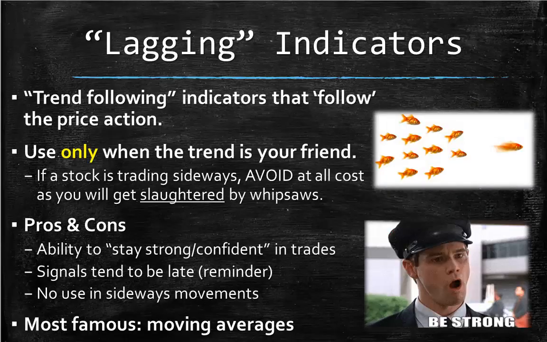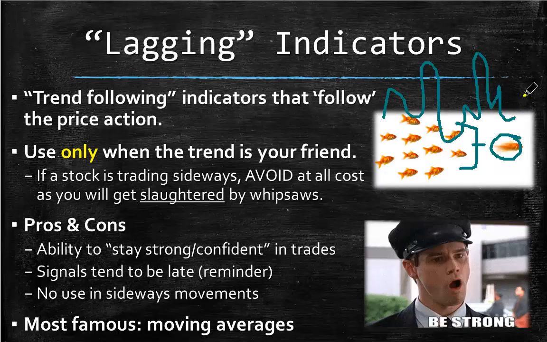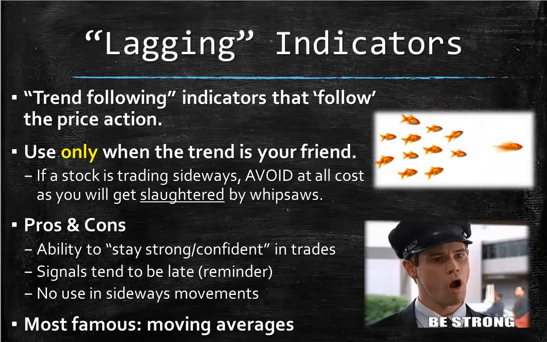The other type are lagging indicators, and these are trend following indicators that follow the price action. Now, very crucial thing here, you need to use them only when the trend is your friend. If a stock is trading sideways, avoid lagging indicators at all costs because you are going to get slaughtered by the whipsaws. So keep that in mind. We want situations like this where there's a clear trend, where there is a clear leader, and then a bunch of people are following the leader. That's what we want. We don't want price action like this. That is not trending. That is just sideways, and that's going to create whipsaws, and it's going to slaughter people. And you will see that with the moving averages and what I like to call spaghetti. But I don't want to get ahead of myself.